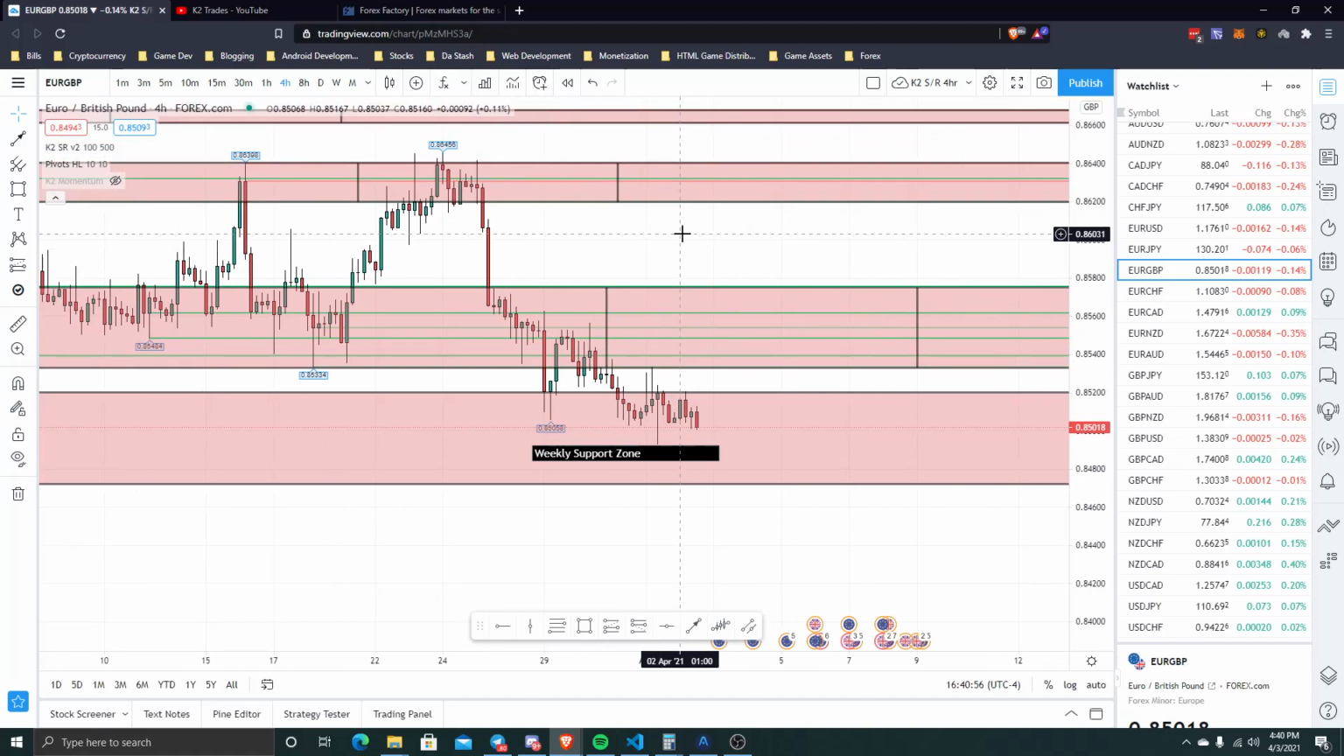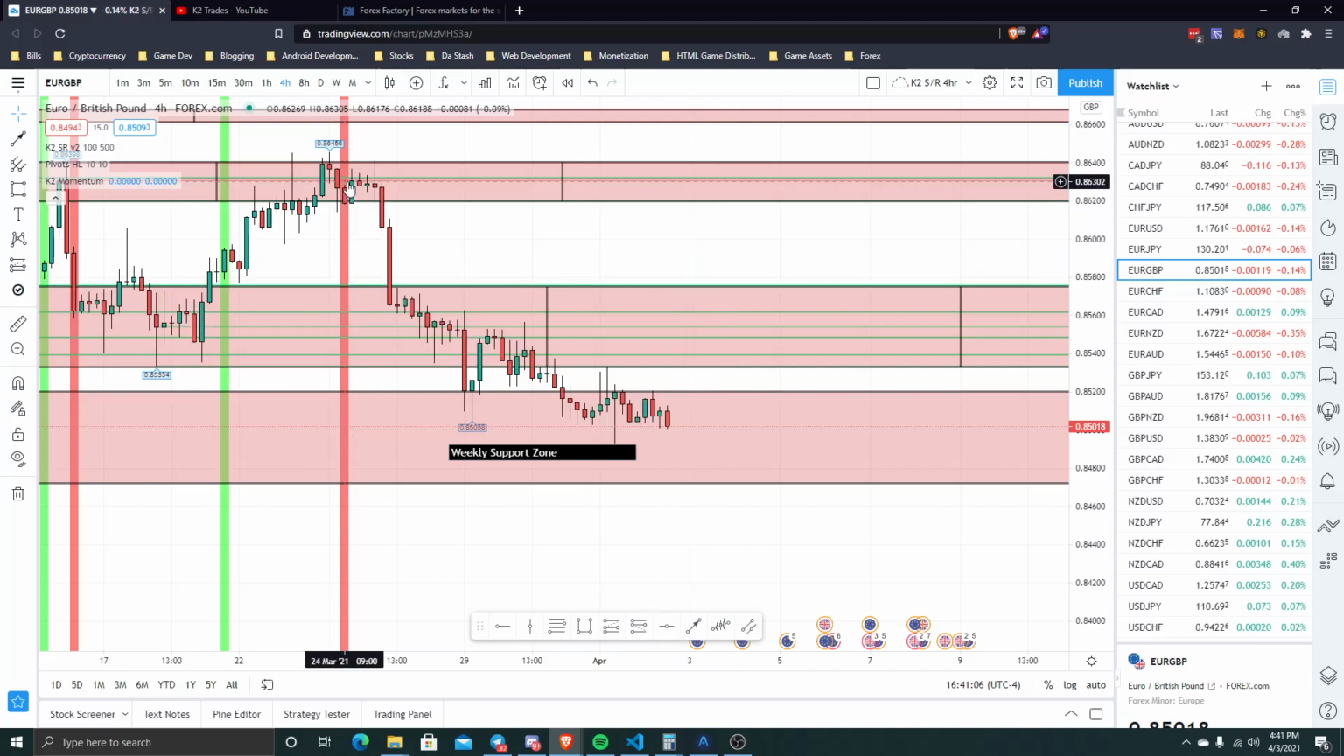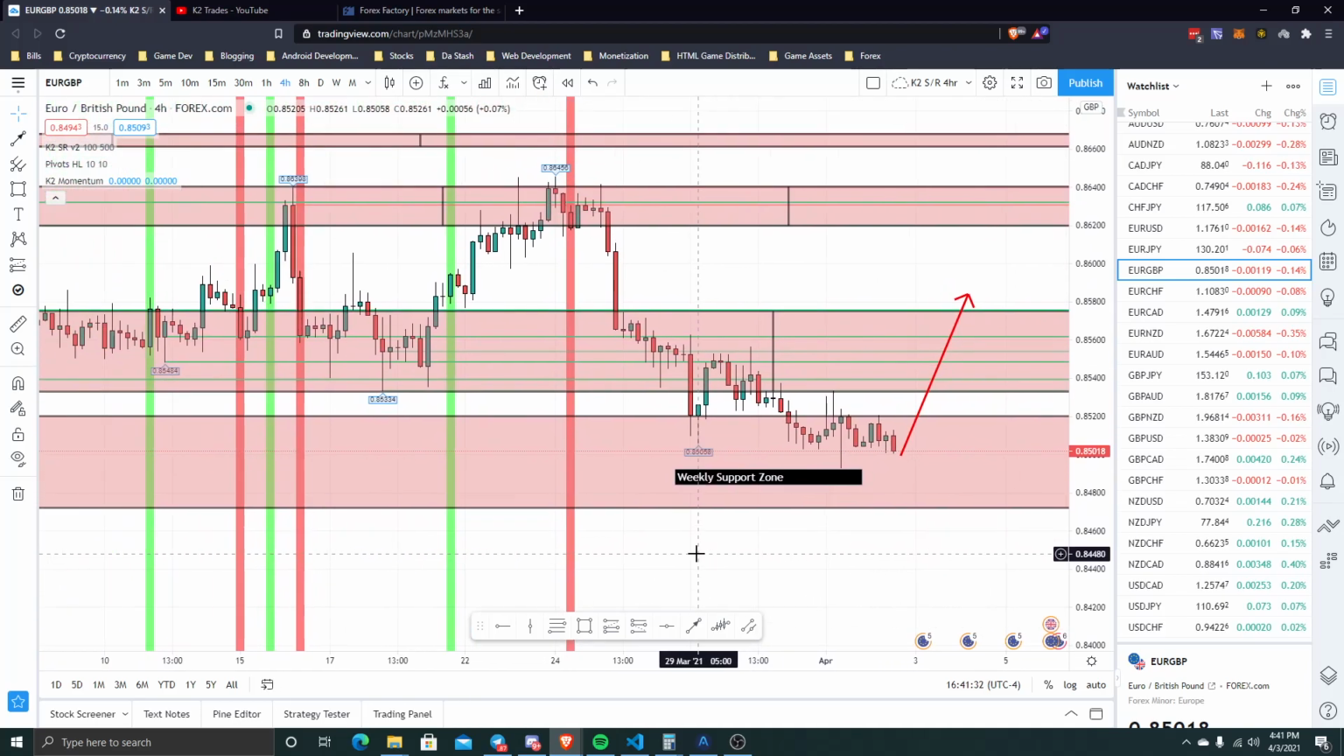All right, so Euro GBP is right now playing in the weekly support zone. It's consolidating in this zone right here. It had a ton of momentum. We had a bearish bias for quite a while now, since March 24th, and price has just been going down, down, down, down. Being that it's in the weekly support zone, this bias may change and go up to the upside.